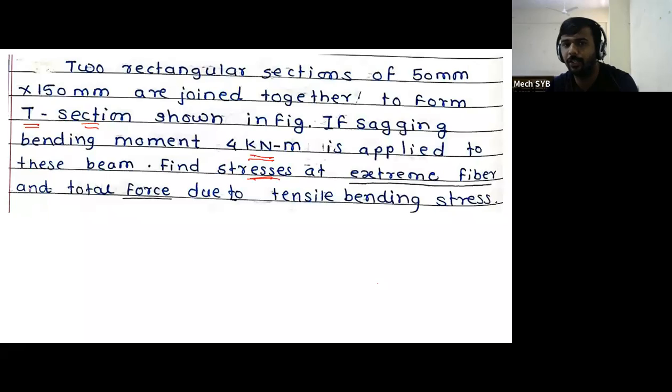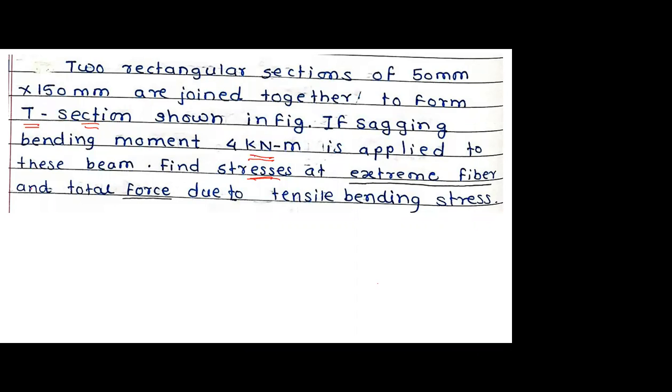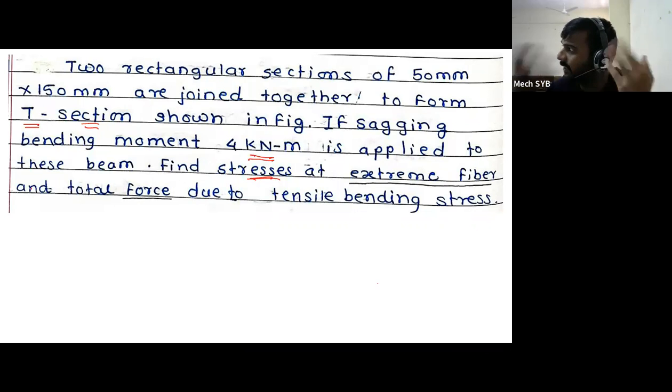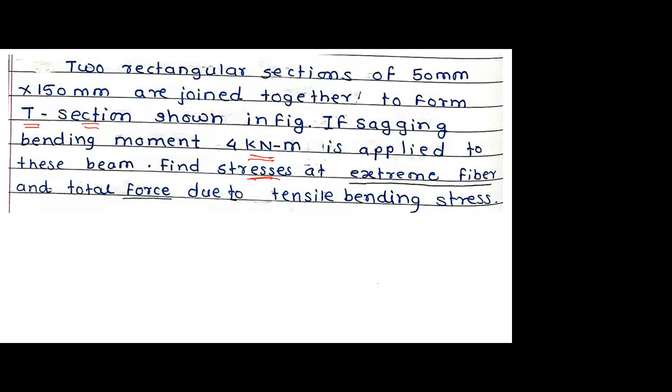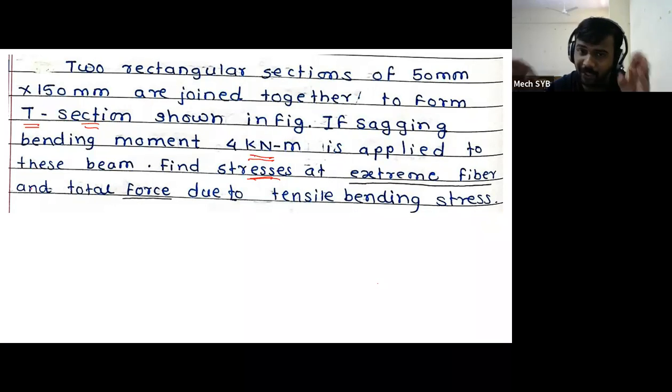150 mm. In addition to that, they have mentioned the sagging bending moment is 4 kilonewton meter. Now tell me, if your beam is subjected to the sagging bending moment, then for which type of beam is the word sagging applied? Simply supported beam. Above the neutral axis, compression or tension? Compression. And below the neutral axis, tension. Means in this problem also we are able to calculate the YT and YC. Means we are able to calculate the value of sigma T and sigma C.